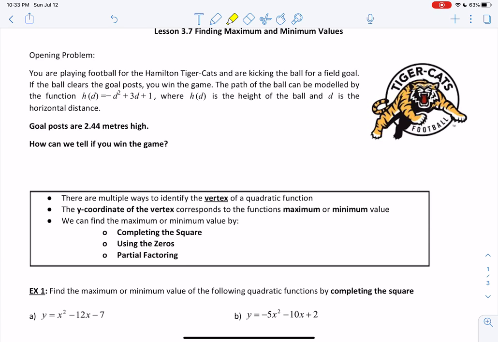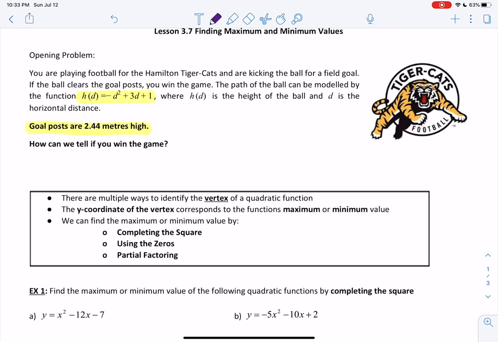The path of the ball can be modeled by the function h(d) = -d² + 3d + 1, where h(d) is the height of the ball and d is the horizontal distance. Our goalposts are going to be 2.44 meters high. How can we tell if you win the game?